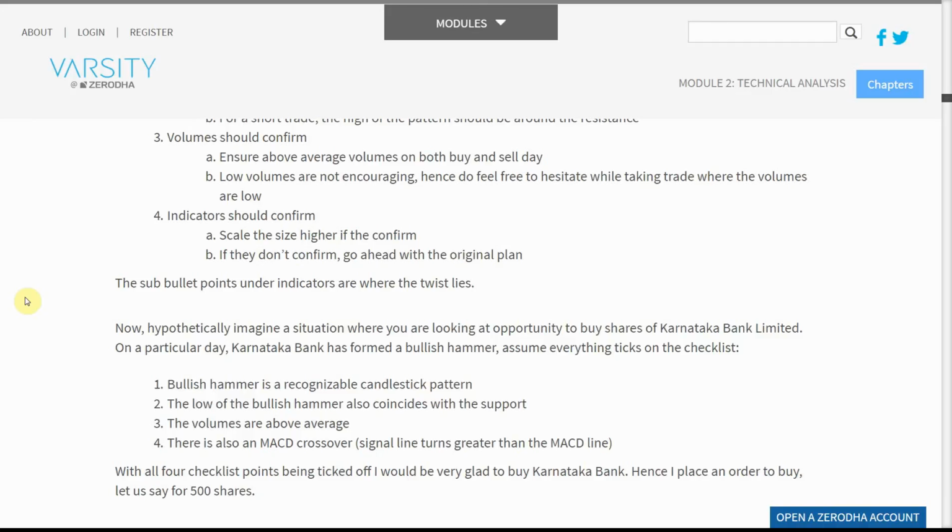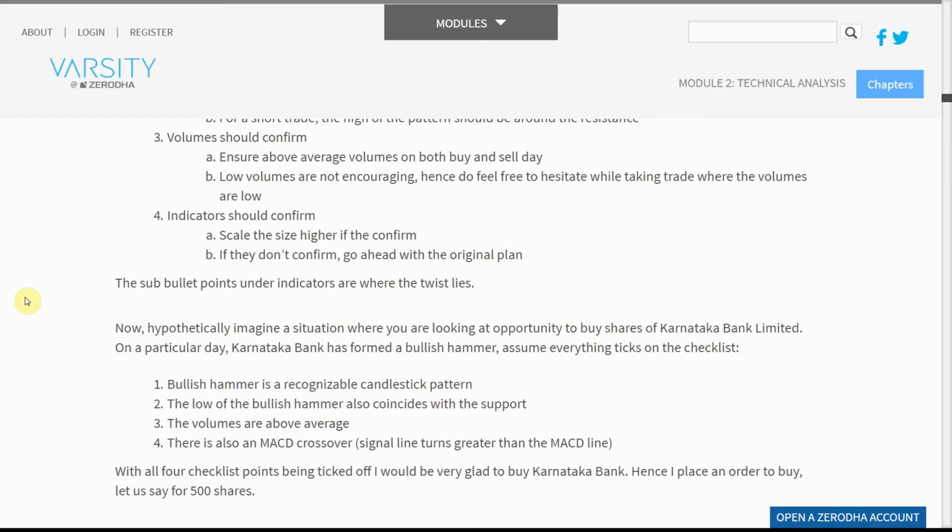The sub-bullet points under indicators are where the twist lies. Now, hypothetically imagine a situation where you are looking at an opportunity to buy shares of Karnataka Bank Limited. On a particular day, Karnataka Bank has formed a bullish hammer. Assume everything ticks on the checklist. Bullish hammer is a recognizable candlestick pattern.